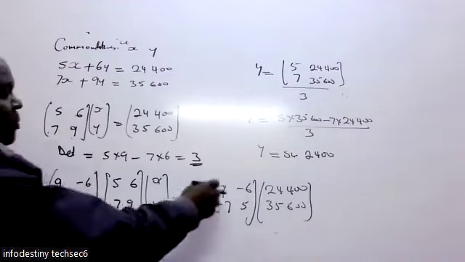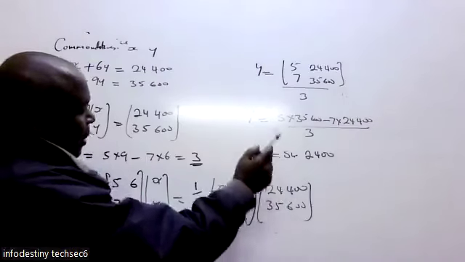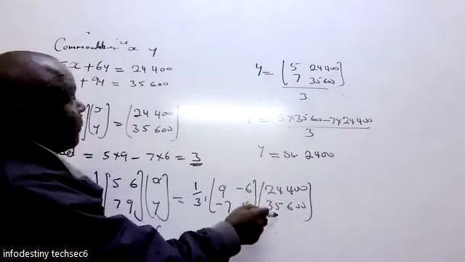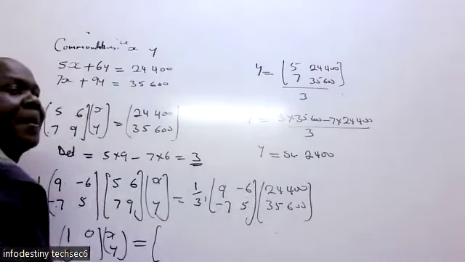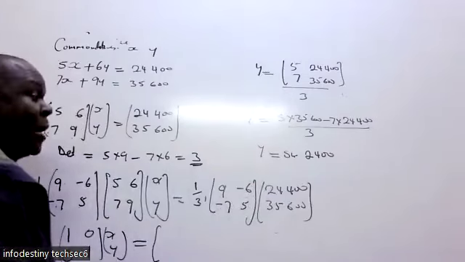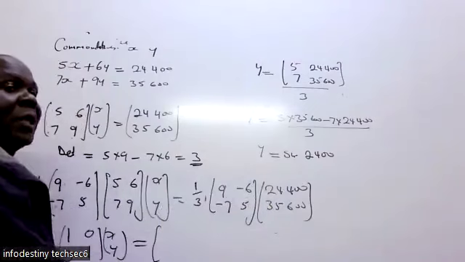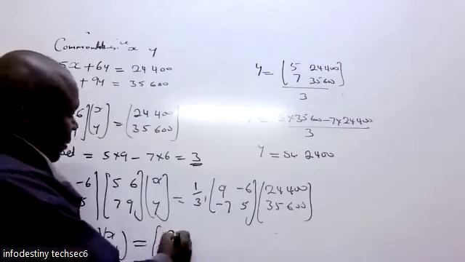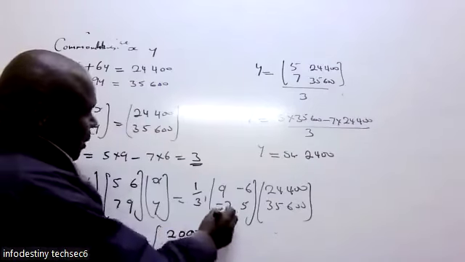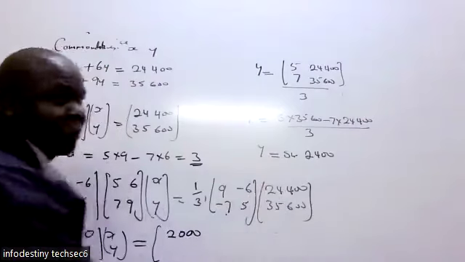Plus 9 times 24, 400, plus -6 times 35, 600. When you add, you are going to subtract because it's a negative. It's 2,000. So this is going to be 2,000. You do the same with this one. These are negative, these are positive.